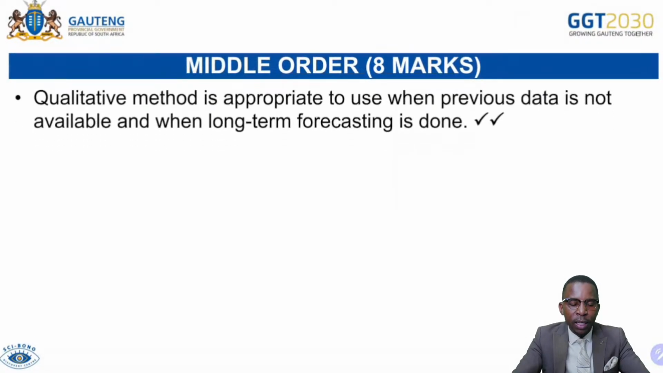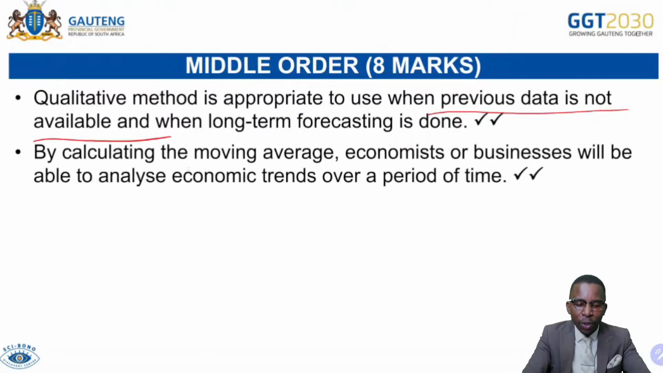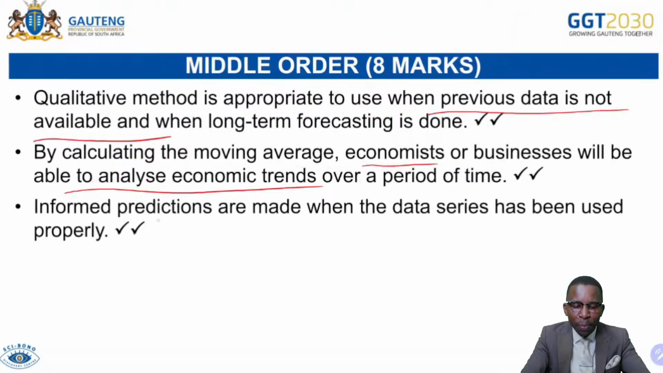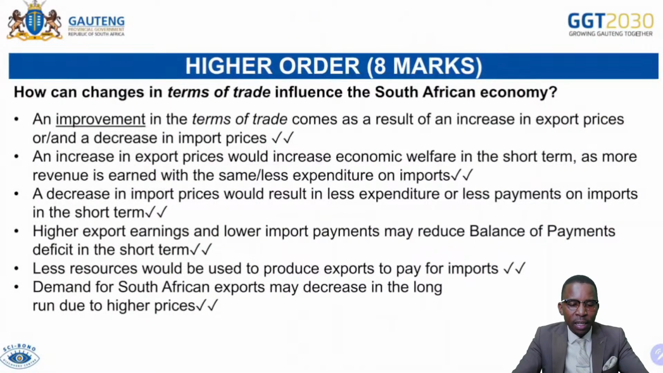And then we continue with the middle order question. Still the same question. Qualitative method is appropriate to use when previous data is not available, because that's where you use assumptions. By calculating the moving average, economists and businesses will be able to analyze economic trends over a period of time. And then informed predictions are made when data series has been used properly to analyze or to calculate moving averages. How can changes in terms of trade influence South African economy?